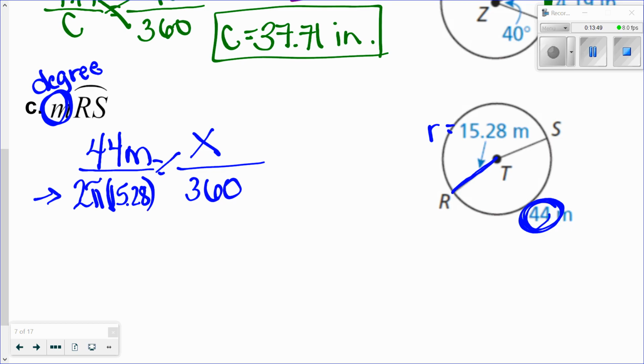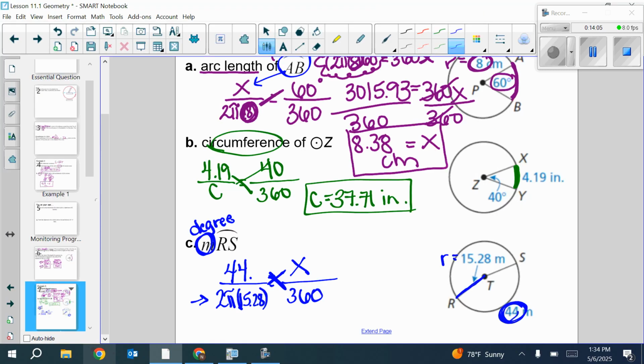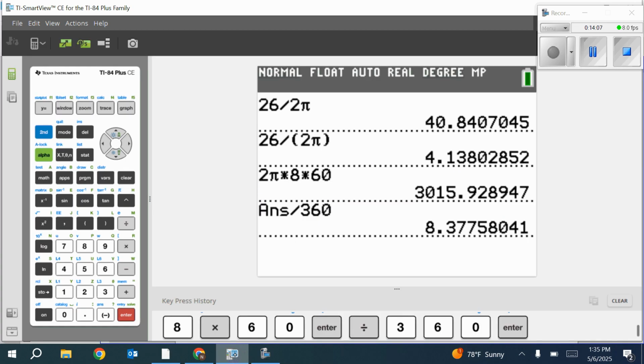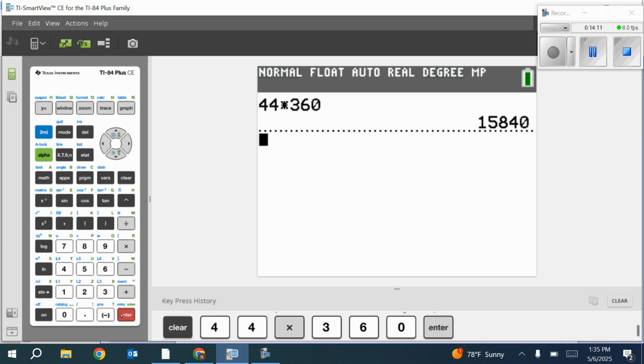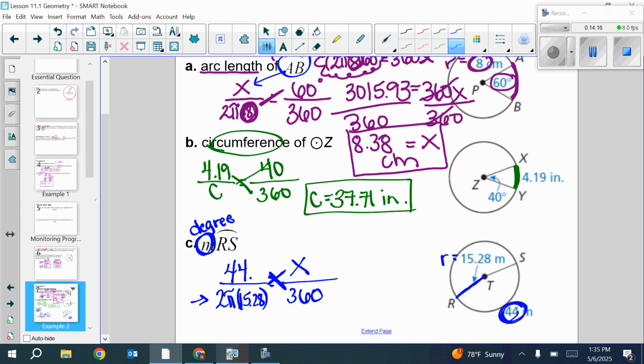Okay, when we cross multiply, oops, don't put the label in there. I put m in there for meters. Don't do that. It looks like two variables here now. So you're going to cross multiply and do 44 times 360. So 44 times 360. Okay, now we are going to divide that. If you look at this piece, we are going to divide by 2 pi 15.28.